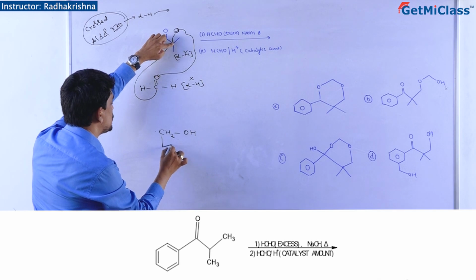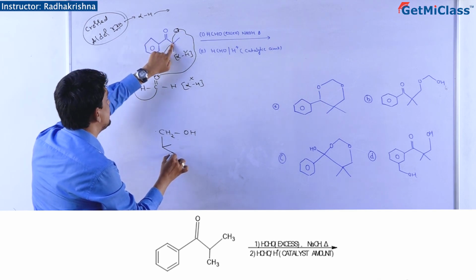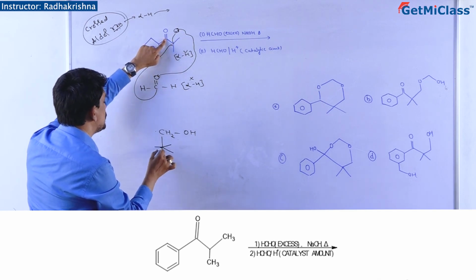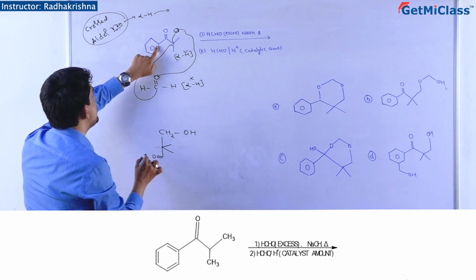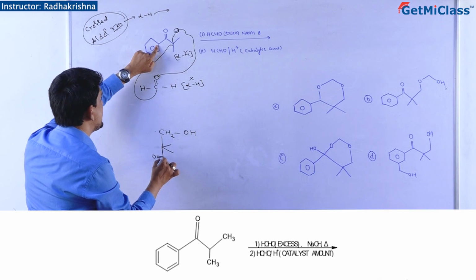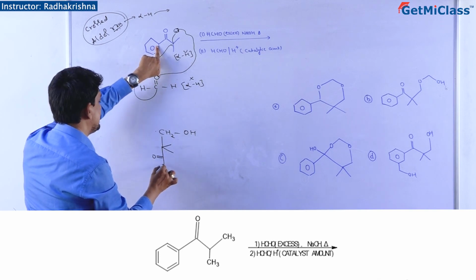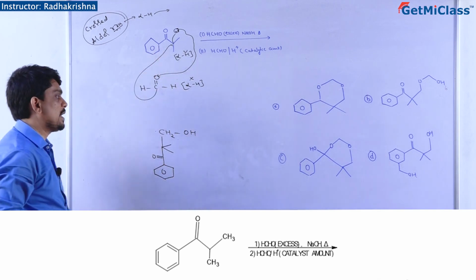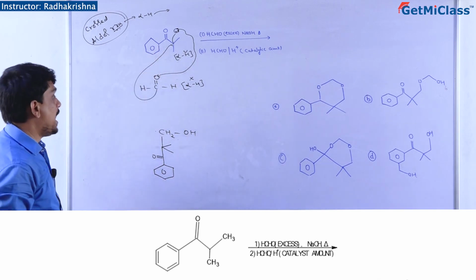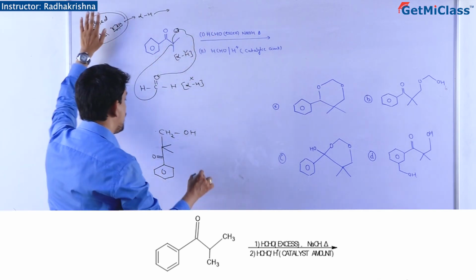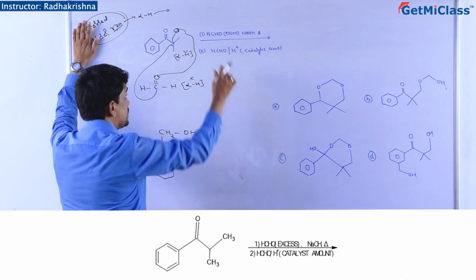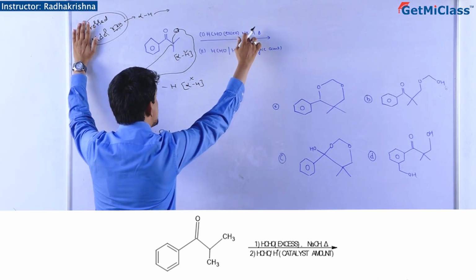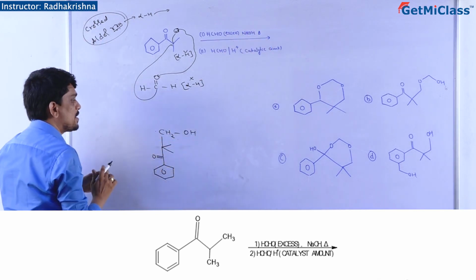You can see it has two carbons. Let me write it as it is. Then it is attached to double bond O, C double bond O. That C double bond O is attached to the ring of benzene. Clear? I can write this. Now it is clearly given that formaldehyde is present in excess. Before that, sodium hydroxide upon heating. So aldol we got, right?